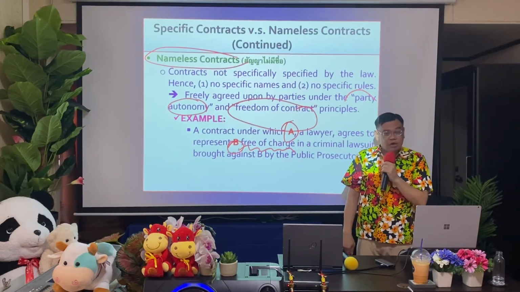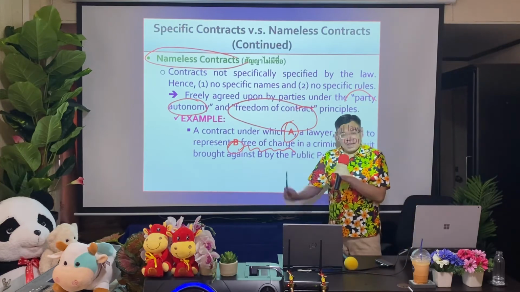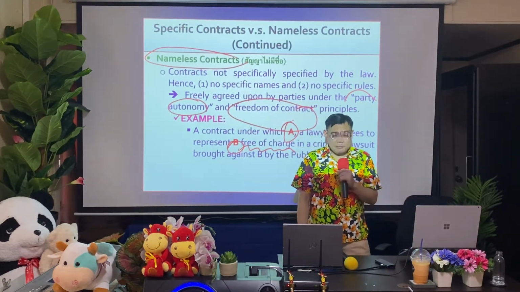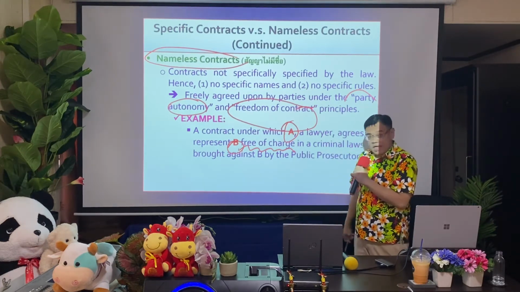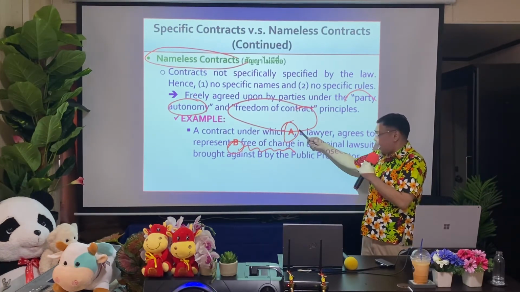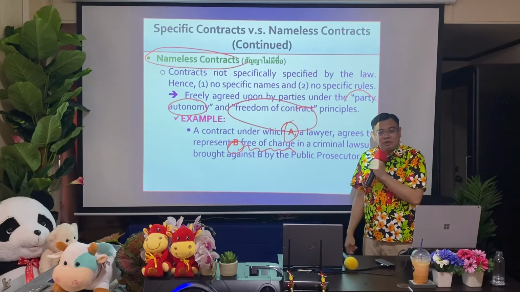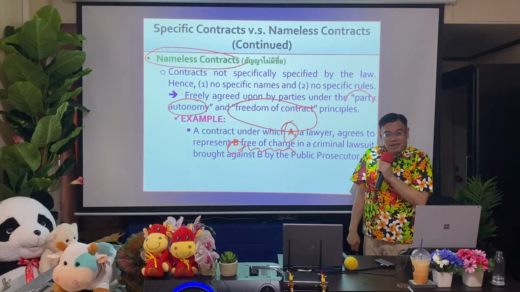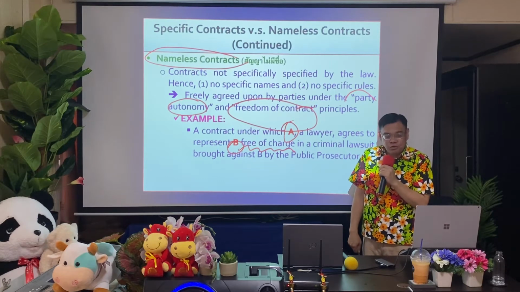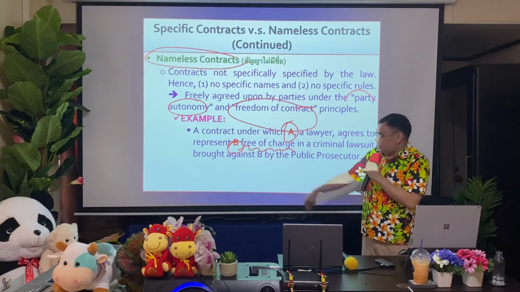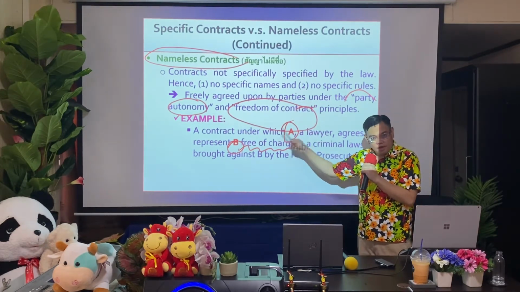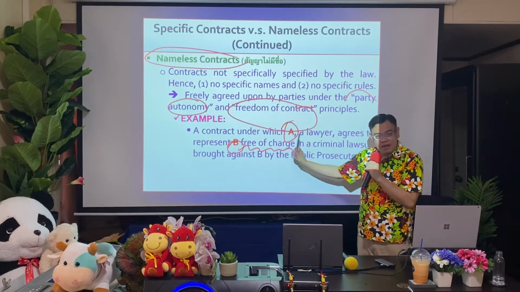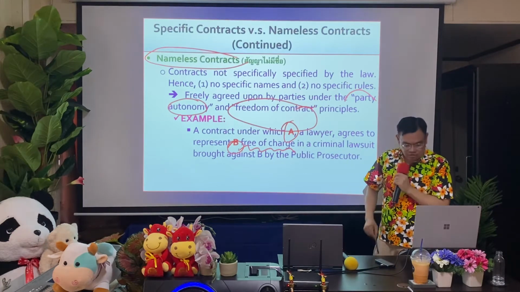But it is also a contract. It has no specific name. It is a nameless contract. It is binding upon A and B, because A and B entered into this contract voluntarily. It is one juristic act, which is binding upon the parties. So in this case, A and B have made this contract.